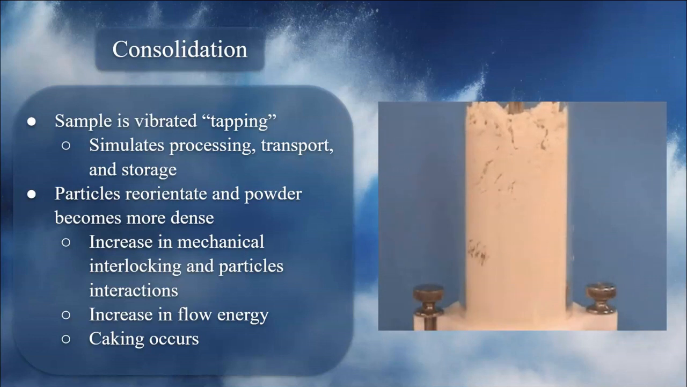And if we see the little video here, when we have a consolidated sample, it has a very high resistance to flow, or a high flow energy, and it is going to do something called caking. So if we see here, we can have these little particle buildups, and those are caking, because the particles want to clump together, and they're not going to move as much.